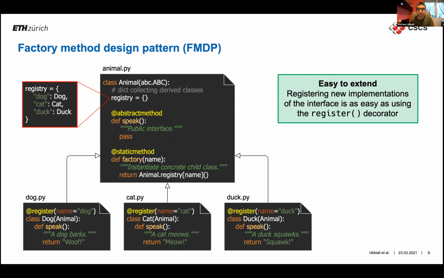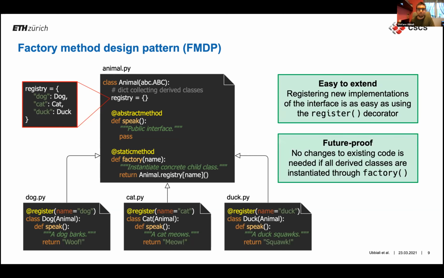Okay. And indeed, this is one of the advantages of this approach. So the fact that we don't need to modify already existing code in order to extend it, provided that we always instantiate the abstract method, the child class, through the factory method of the head class. And then registering a new method is as easy as using the register decorator.